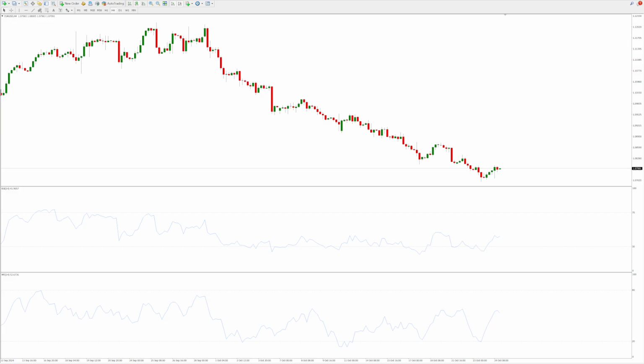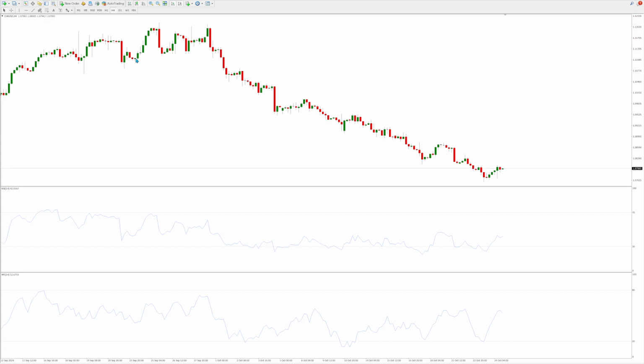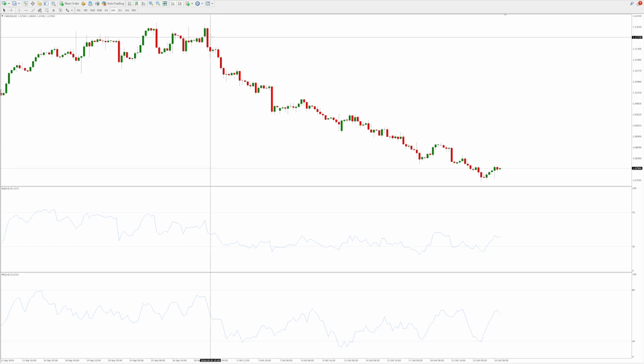Hi traders, and welcome to my video on the money flow index versus the RSI indicator. In this video, I'm going to show you how you can use either or both of these indicators to help you catch moves such as this one for over 400 pips.